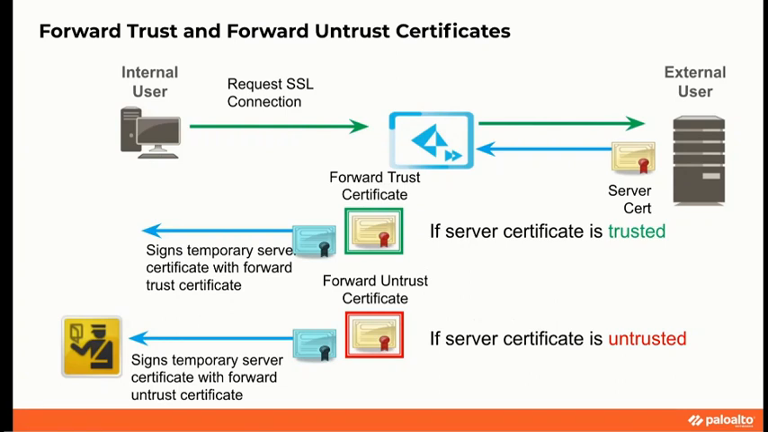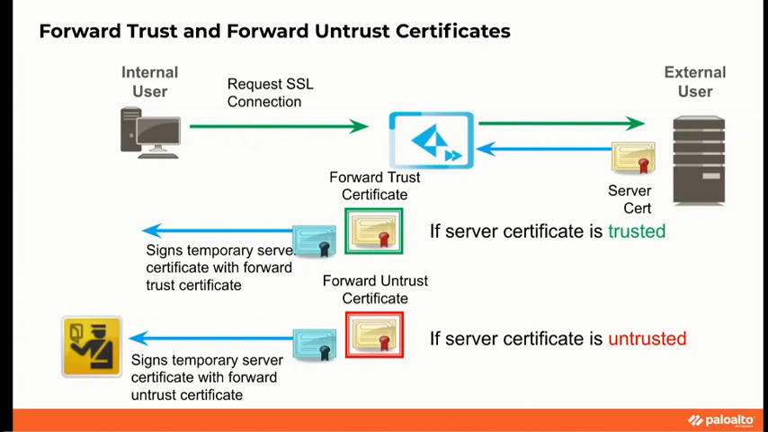Forward trust and forward untrust certificates. With SSL forward proxy decryption, the firewall resides between the internal client and the outside servers. Prisma Access devices use the forward trust or forward untrust certificate to establish themselves as a trusted third party to the session between the client and the server.